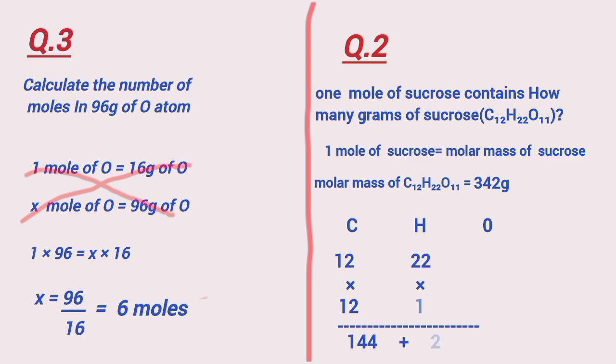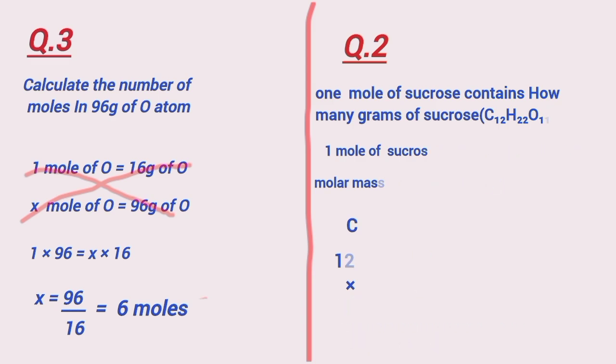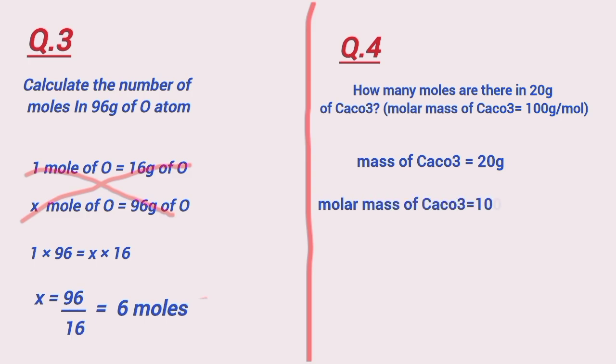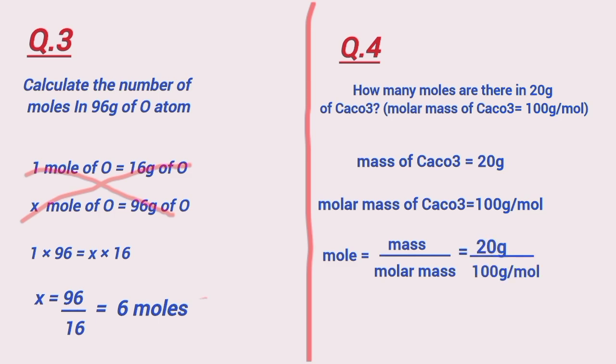Now let's look at this question. It says, how many moles are there in 20 grams of calcium carbonate? This is very easy. Here we are given the mass of calcium carbonate as 20 grams and the molar mass of calcium carbonate is 100 grams per mole. We know that mole is equal to mass over molar mass, so this will be equal to 20 over 100. Dividing this, we have 0.2 moles. So there are 0.2 moles in 20 grams of calcium carbonate.